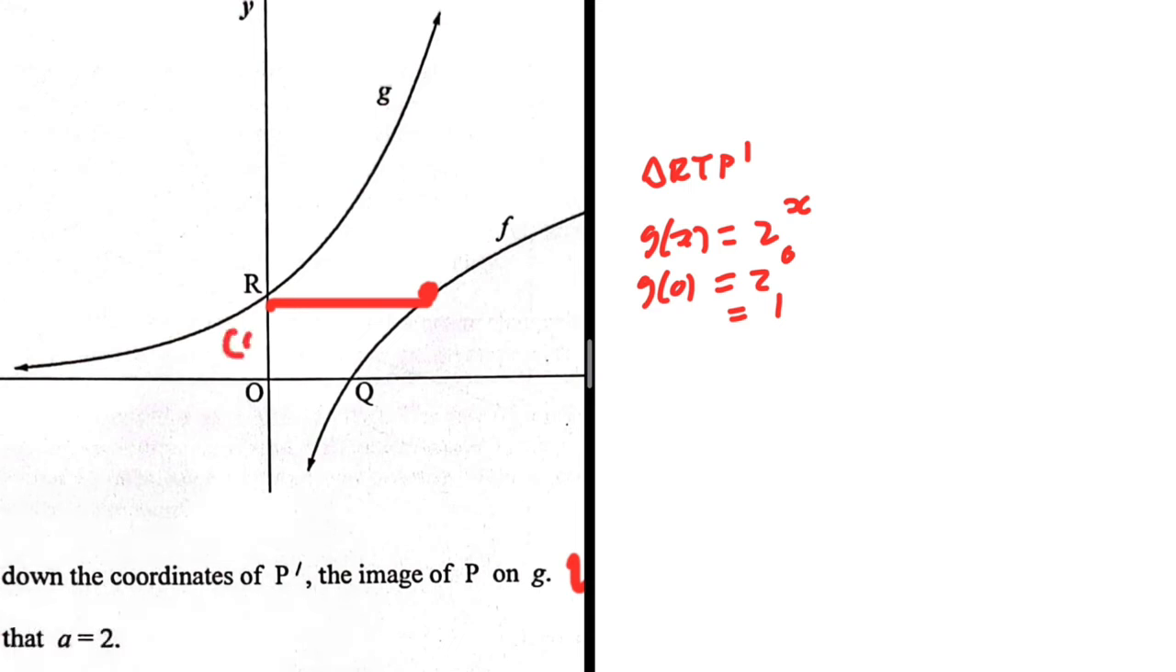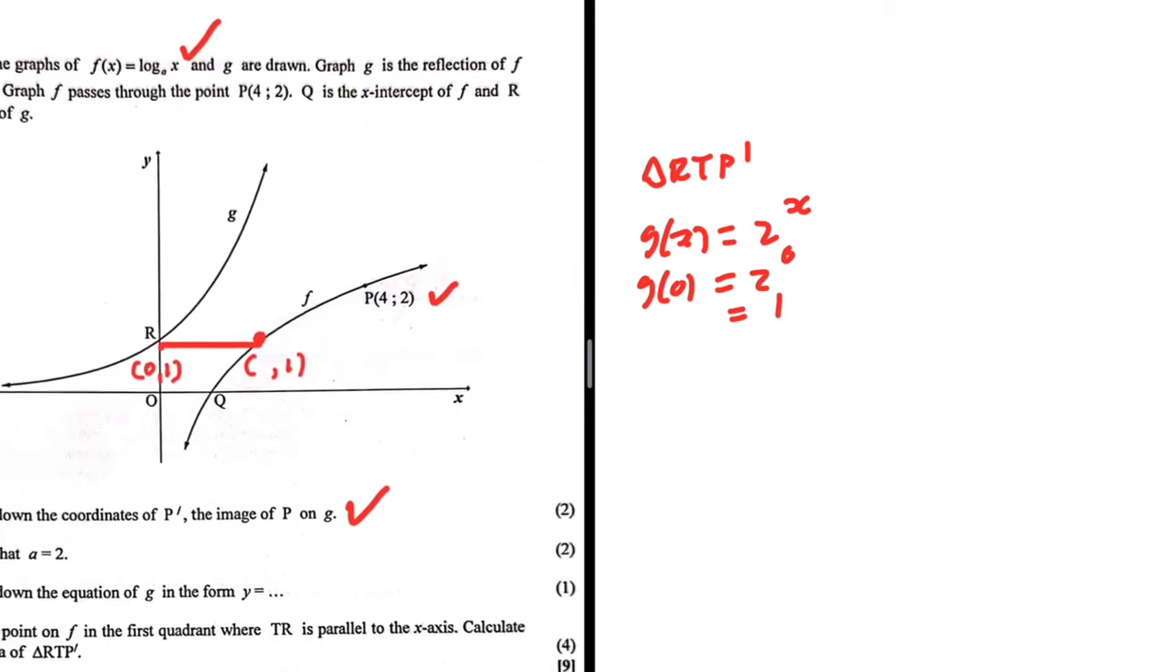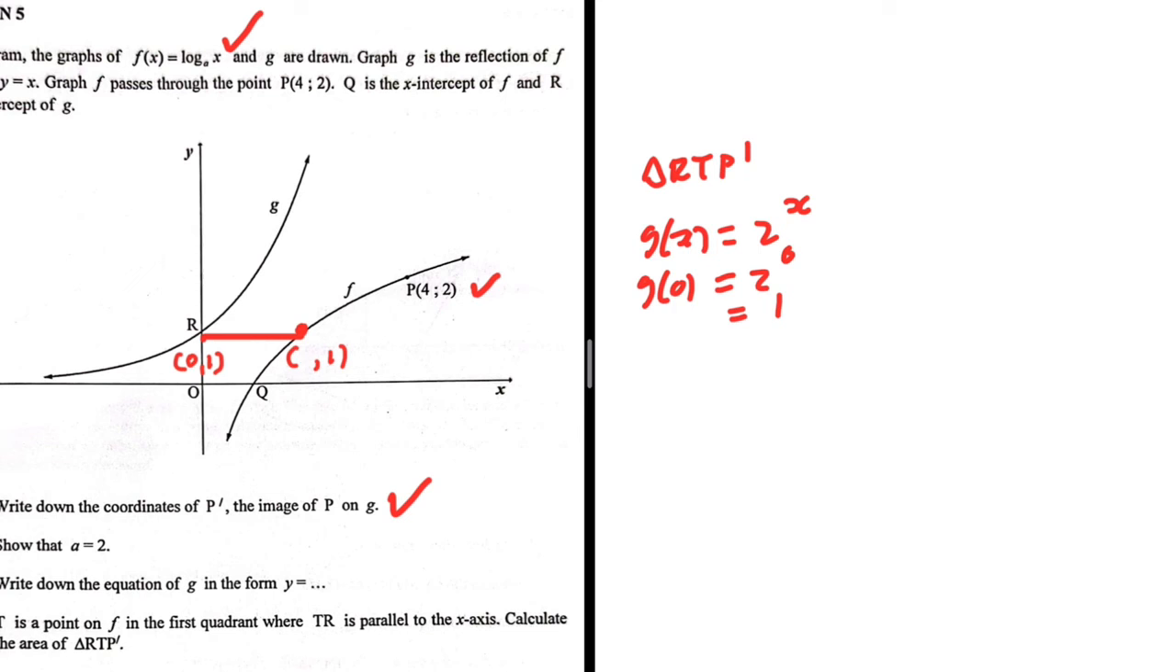We have 0 for the x value and 1 for the y value. And now let's come to T. When we come to T, the y value is the same. We still have 1. That is our y value because TR is parallel to the x-axis. What we don't have is the x value of T, but we can calculate it because it lies on f of x. Let's go ahead and do that.